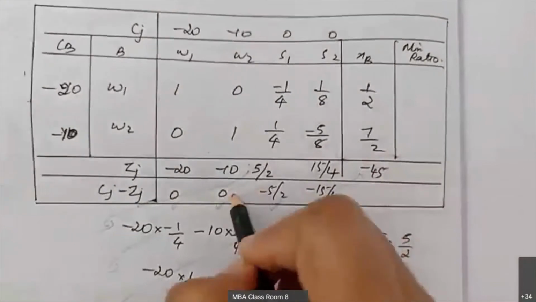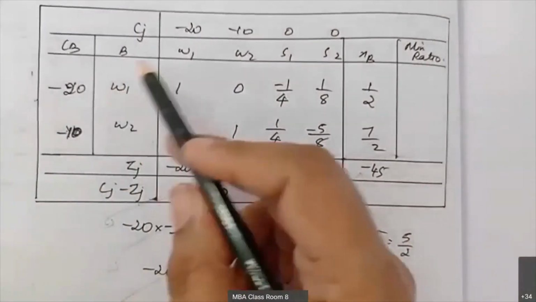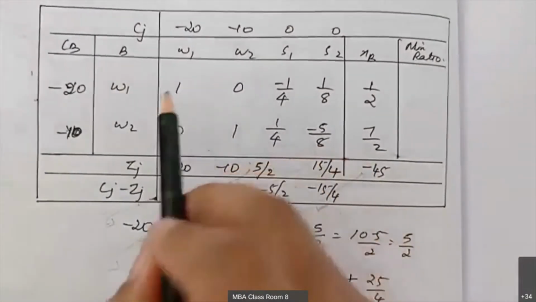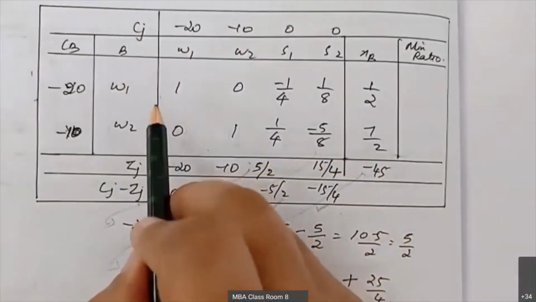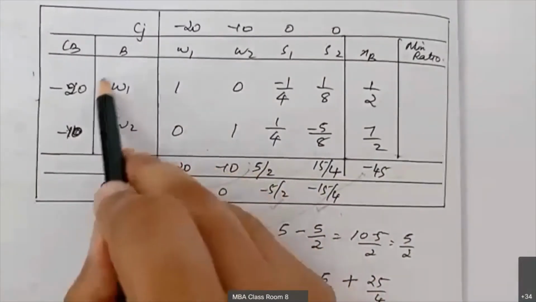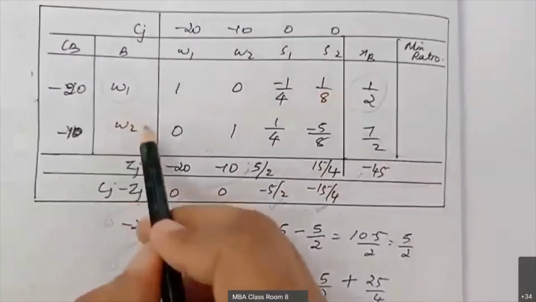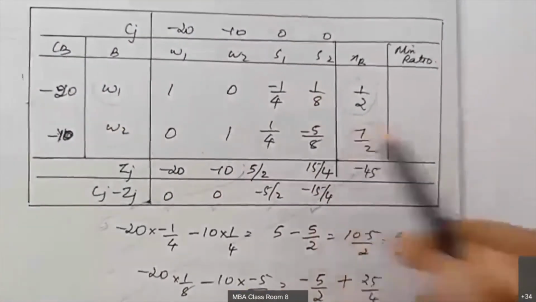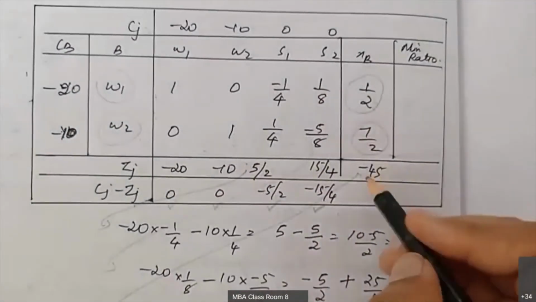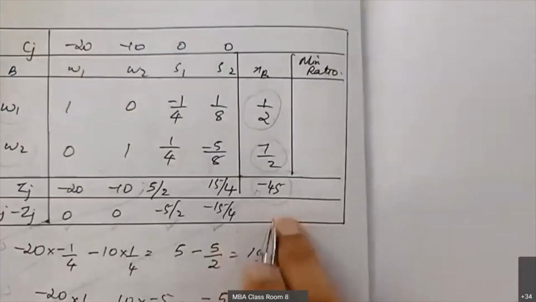In the optimal condition, do we have any artificial variables in the basis? No, we don't have any artificial variables in the basis. That means this dual problem has a definite answer. Now what is the definite answer? We have W1 equal to 1 by 2 and W2 equal to 7 by 2. And what is the value of the objective function?